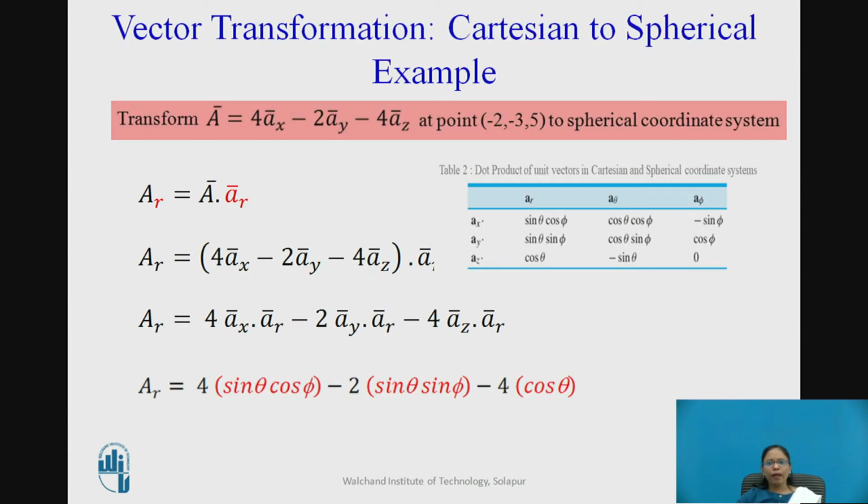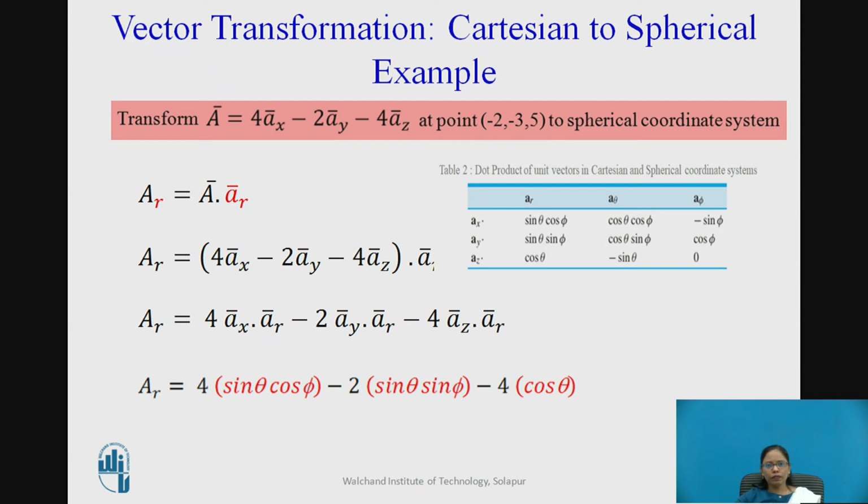Let us see by applying this to one of the example. Let us consider the example that given vector A bar, which is 4ax bar minus 2ay bar minus 4az bar, at a point minus 2, minus 3, 5 to spherical coordinate system. So I want to transform A bar, which is in Cartesian, to spherical coordinate system, and the point given is also in Cartesian. How I recognize the point is in Cartesian? Because there is no angle in the coordinates. So I can say the point is in Cartesian.